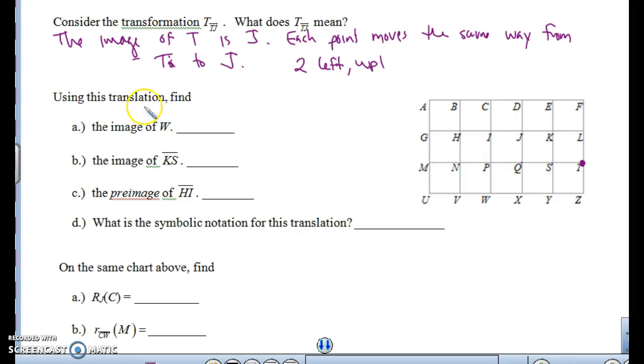All right, so using that translation, 2 to the left and up 1, what is the image of W? So we start at W, 2 to the left, 1, 2, and up 1. You end up at M. And that is the image of W.